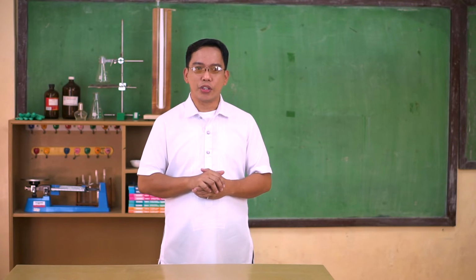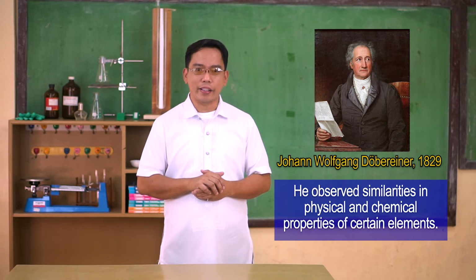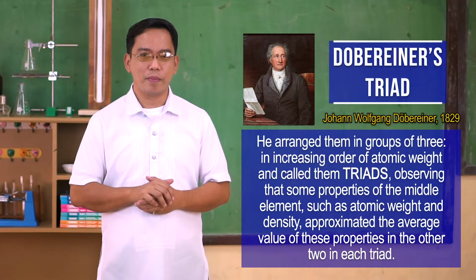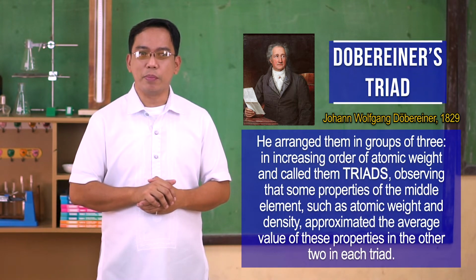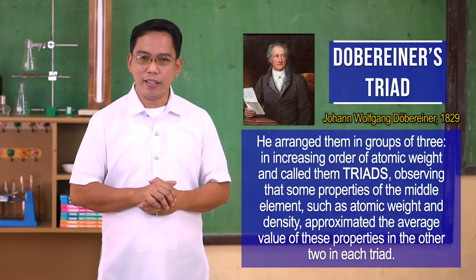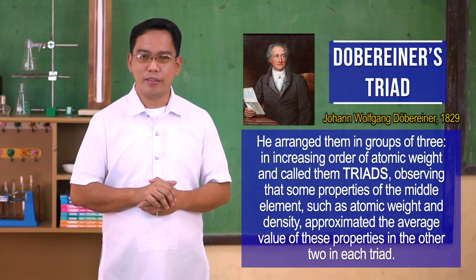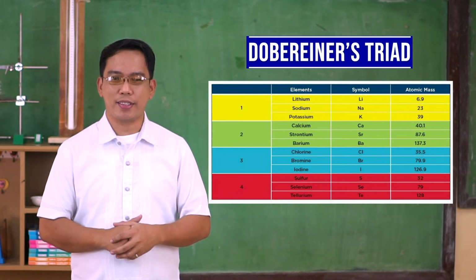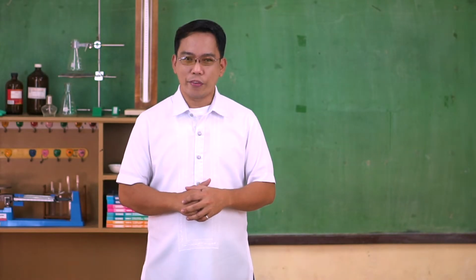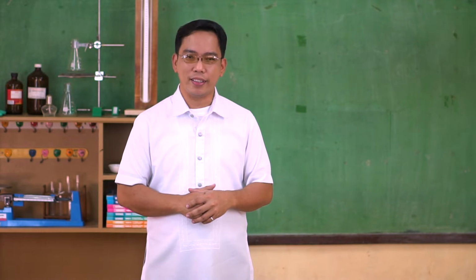Forty years later, German chemist Johann Wolfgang Döbereiner observed similarities in physical and chemical properties of certain elements. He arranged them in groups of three, in increasing order of atomic weight, and called them triads. He observed that some properties of the middle element, such as atomic mass and density, approximated the average value of these properties in the other two in each triad. These are examples of elements which form triads based on their atomic mass. However, this arrangement failed to accommodate other elements as more were discovered over the years.